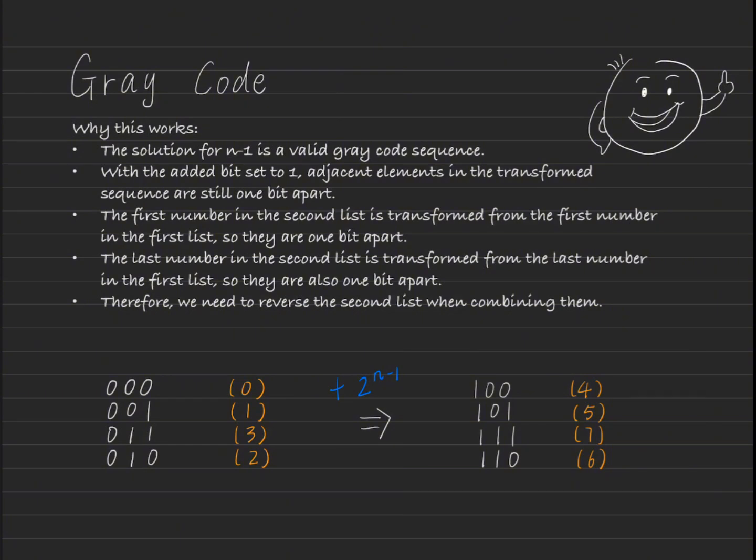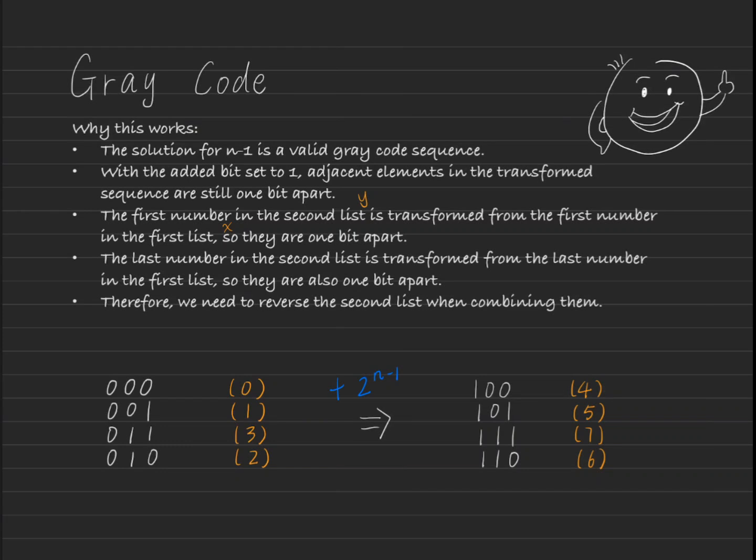Why does this work? This is because the solution for n minus 1 is a valid gray code sequence. So with the added bit set to 1, we still satisfy the condition that adjacent elements in the transformed sequence are still 1 bit apart. Now, why do we need to reverse the list? This is because the first number in the second list, let's call it y, is transformed from the first number in the first list, let's call that x. So they're 1 bit apart.